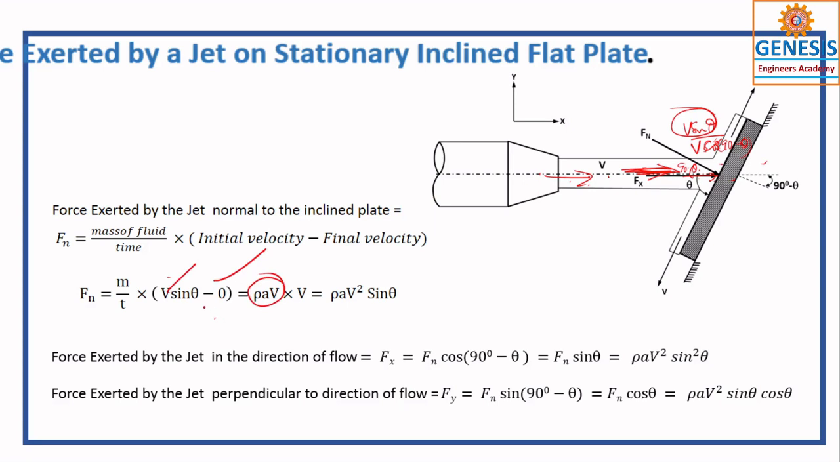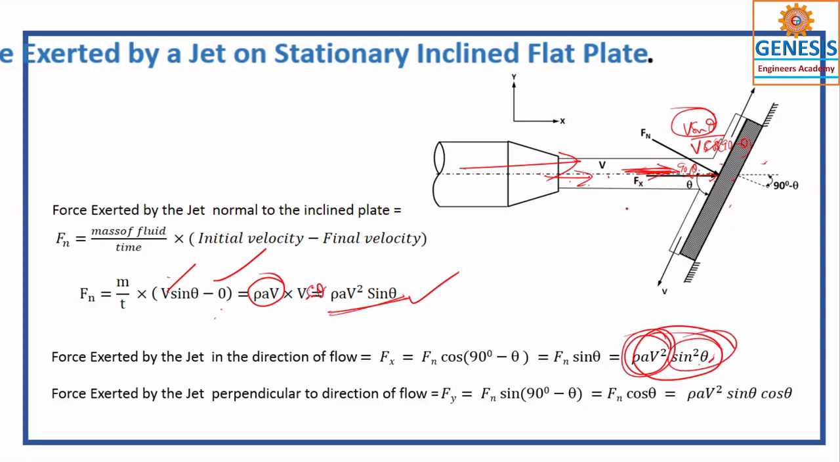So the mass flow rate is rho a V. So V sin theta is here, V sin theta must be there. So it is rho a v square sin theta. The force exerted by the jet in the direction of the flow, this is the direction of the flow, is rho a v square sin square theta. So you forget everything, you remember this one. So the initial thing is sin square theta.